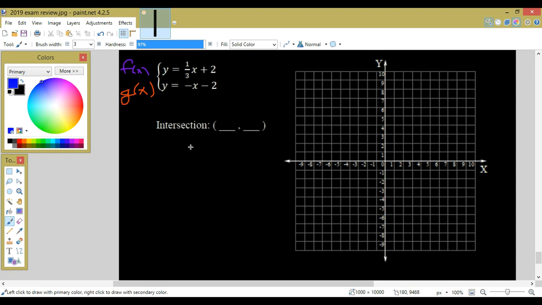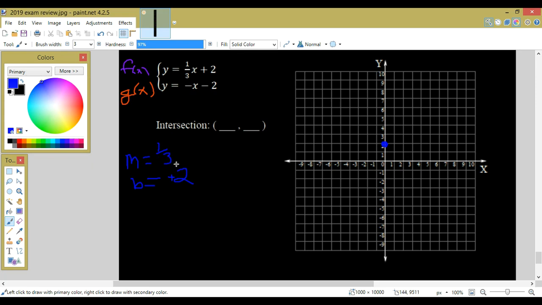So on f of x, let's identify the slope, m, and the y-intercept, b. M is what's in front of x when it's in the y equals form. That's 1/3. Your b is going to be a plus 2. It's above the x-axis by 2 units. It went up. So let's graph that. So our b is plus 2. Go ahead and label that.